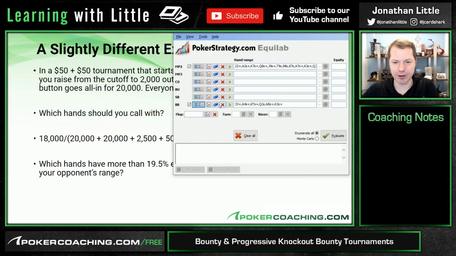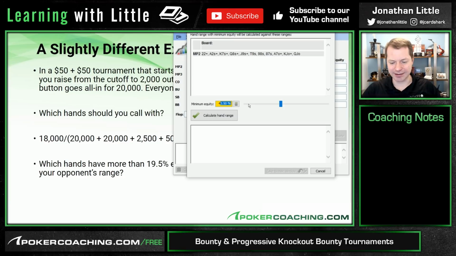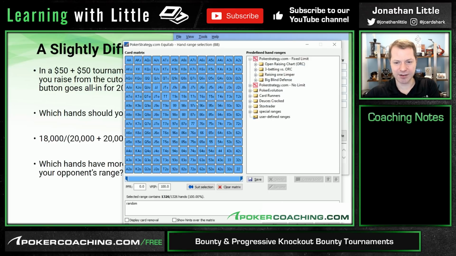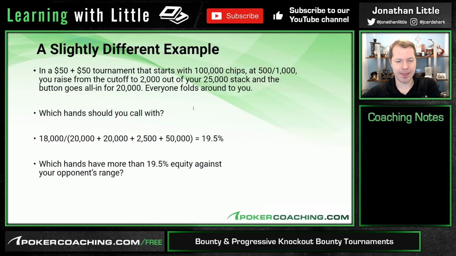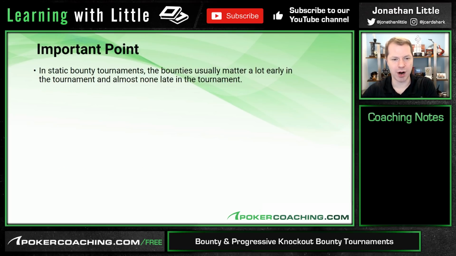Which hands have 19.5% equity? Well, turns out it's going to be a lot of them. We can go tools, hand range calculator. Let's say we even want to have an edge. Let's say we want to have 21% equity, okay? You're going to see here, which hands have 21% equity against our opponent's range? Well, all of them. So you're going to find that in this scenario, the bounty is really, really relevant, and that's going to result in us calling very, very wide.